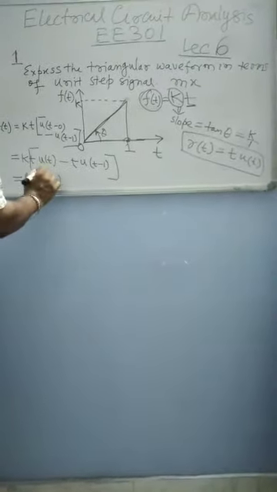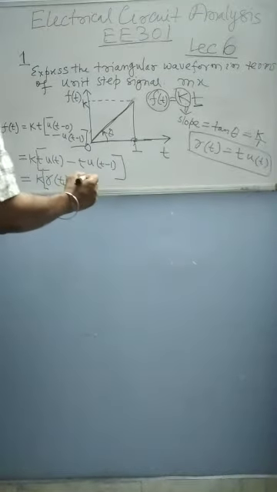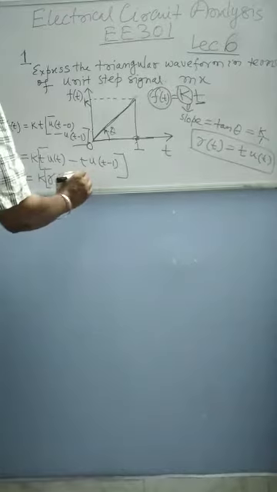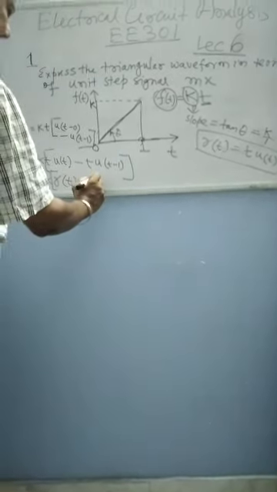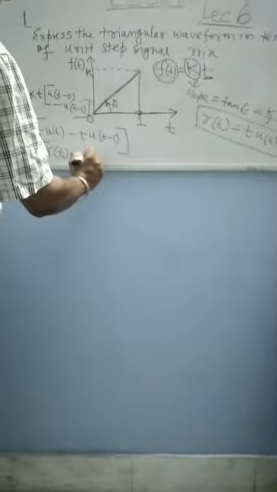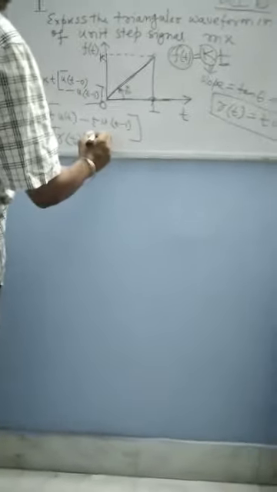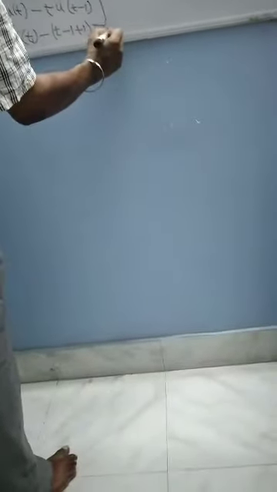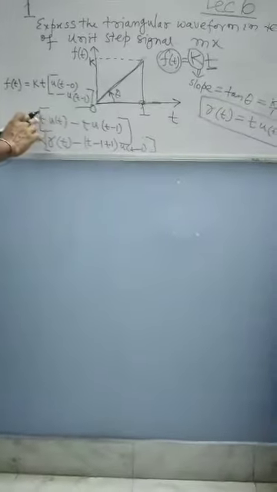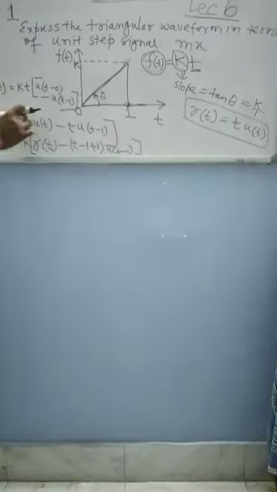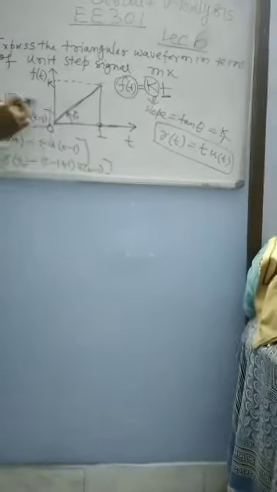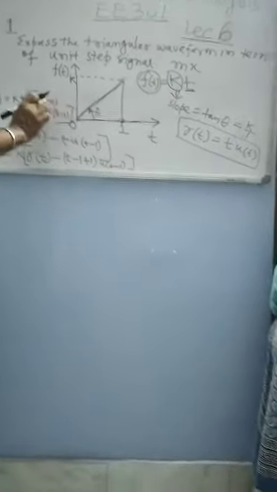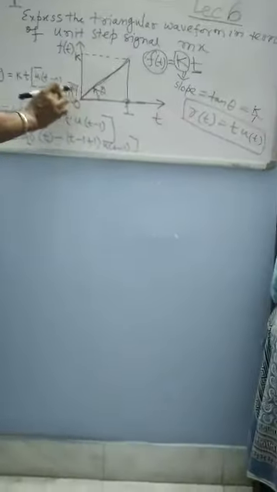This k remains here, and here you can write t minus 1 plus 1, u(t minus 1). You can, in terms of ramp, if you want to write. Otherwise, in terms of the step function, if you want to write, you can write as k t, the equation of the line, it starts from u(t minus 0) initial, and t minus 1.